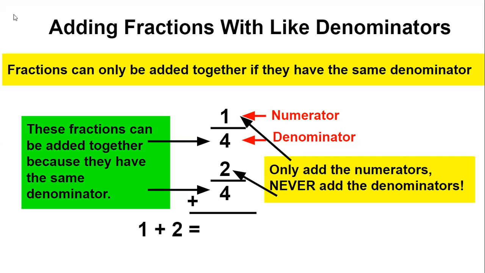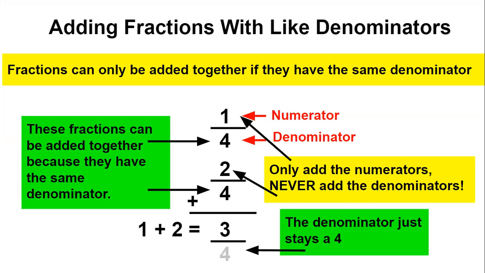So let's do that. We're adding the numerators, the 1 right here plus the 2 right here, the top numbers. So 1 plus 2 equals, you guessed it, 3. What is my denominator going to be? Remember, you're not adding the denominators together. It's just going to stay a 4, just like it was. It was 1/4 and 2/4. So you add it together and you get 3/4. That is the answer to that adding fractions problem.